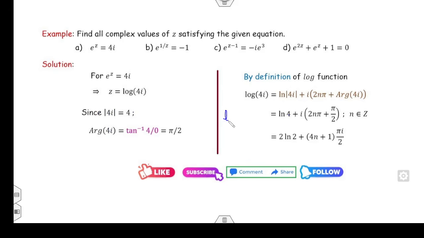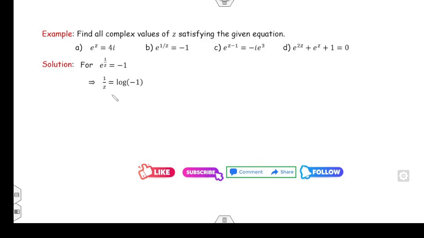इस 4 को मैं क्या लिख सकता हूँ? ln of 2 square, then I can take 2 outside, 2 ln 2 plus 4n plus 1 pi by 2 iota is the right answer. Okay, look at the next one. What is the meaning of that? I can write it as 1 over 2 log of minus 1.